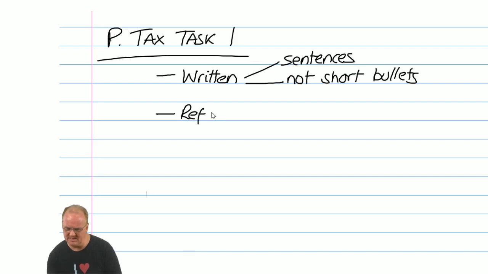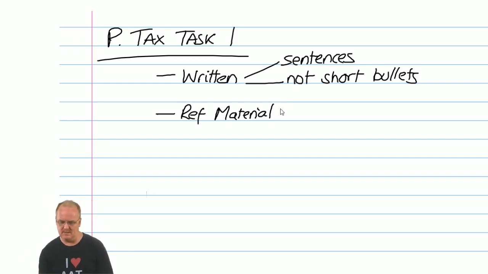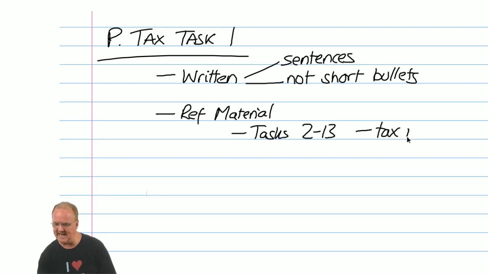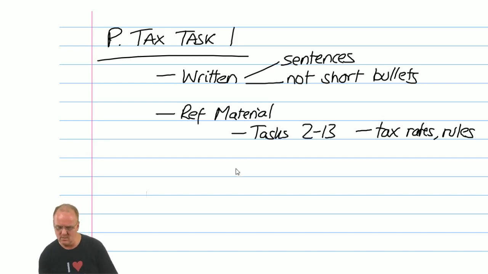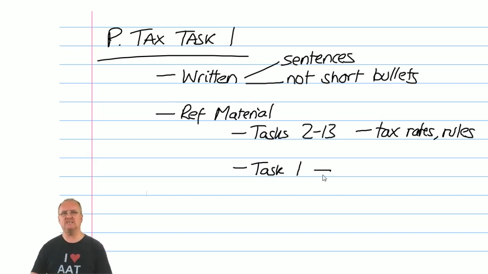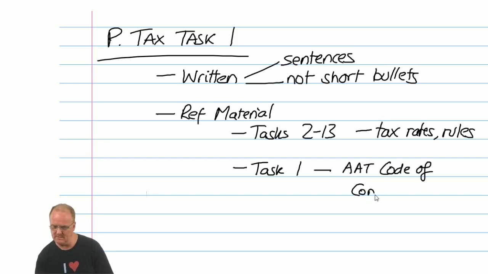Now, for this module, personal tax, the reference material comes in 2 types. Because for tasks 2 to 13, you're going to get tax rates, rules, and stuff like that. But we are not doing task 2 to 13. We are doing task number 1. And task number 1 is all about behaviour, ethics, code of conduct. And you are going to be provided with the AAT code of conduct relating to taxation.